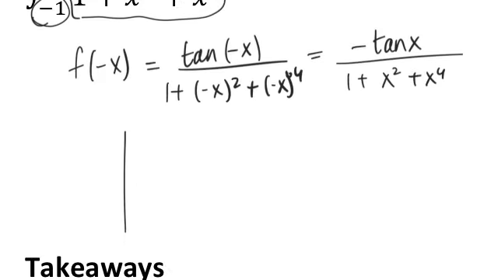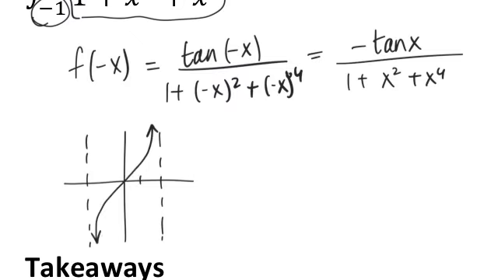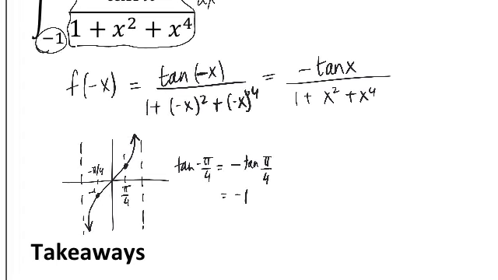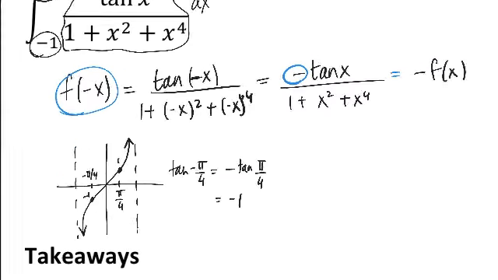How do I know? Well, because I know that the tangent graph, which you know from pre-calc and algebra, looks like this. So I know that, for example, tangent of pi over 4 is 1, but tangent of negative pi over 4 is negative 1. So that's why I can say tangent of negative x, tangent of negative pi over 4 for example, is negative tangent of pi over 4. It's equal to negative 1. So anyway, I can see that f of negative x is equal to negative f of x, and that's the sign of an odd function.